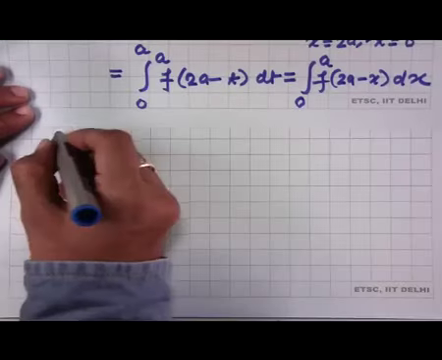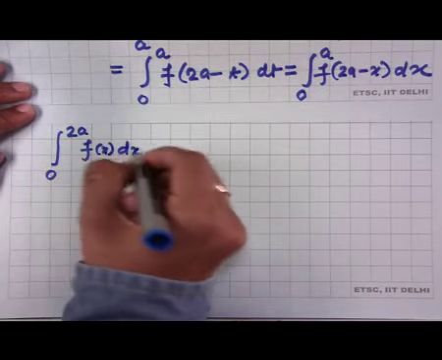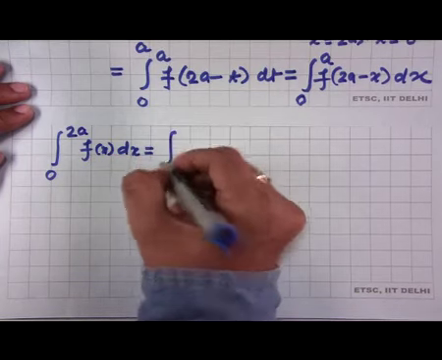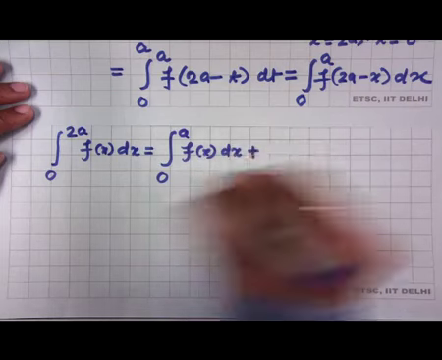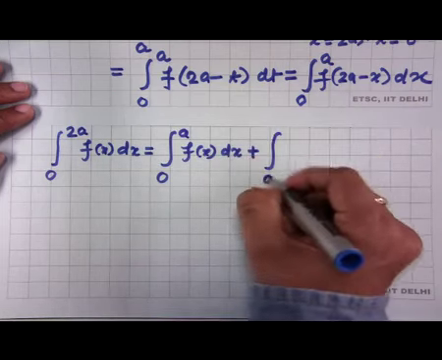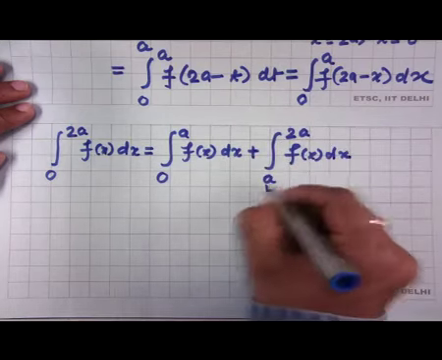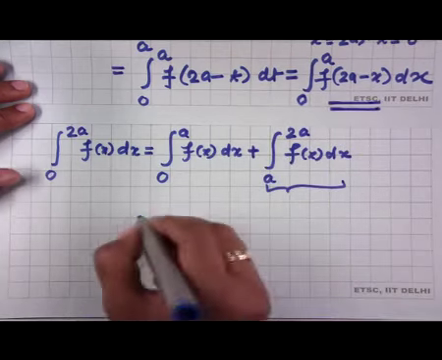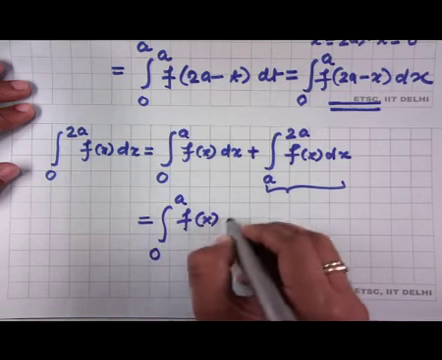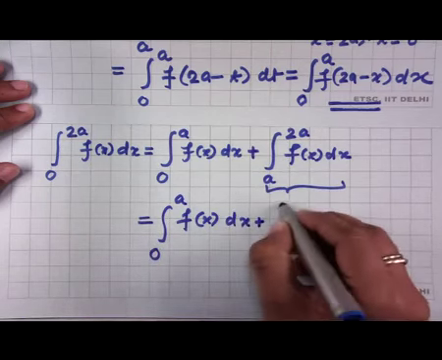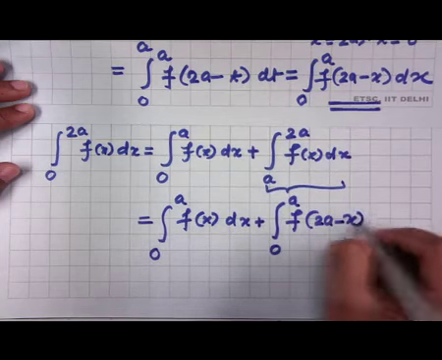So the integral from 0 to 2a of f(x) dx is equal to the integral from 0 to a of f(x) dx plus the integral from a to 2a of f(x) dx, and the value of this is computed as this. So we can replace it here. So we get the final formula, that is the integral from 0 to a of f(2a minus x) dx.